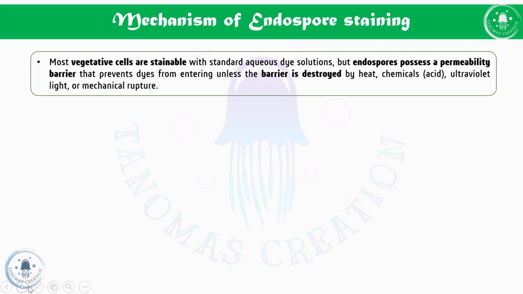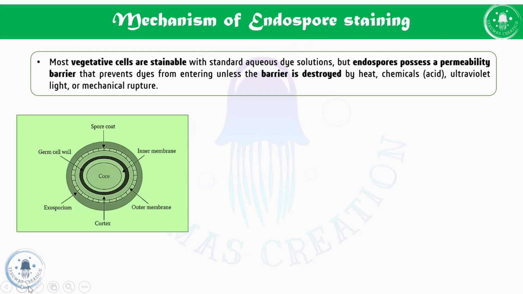So they have a spore coat, and this prevents the dyes from entering inside it, unless the barrier is destroyed by heating it, or any chemicals are given, or ultraviolet, or mechanical rupture. The stain will not be able to enter inside the spore. Okay, so in this staining method, in our procedure, we have learned that we are heating it using a water bath, right? So this heating step is one of the important steps in this procedure.